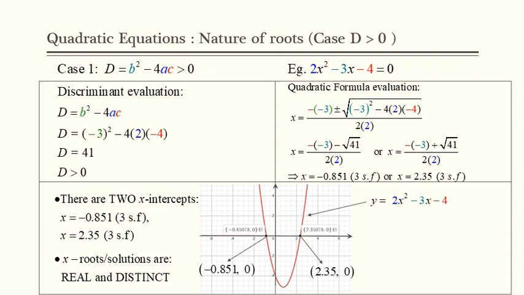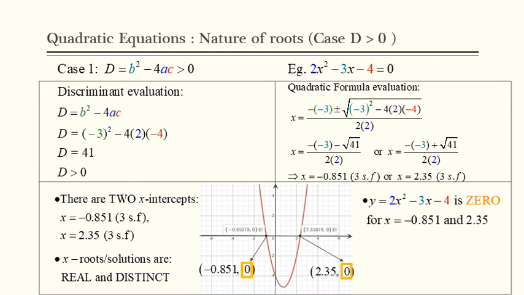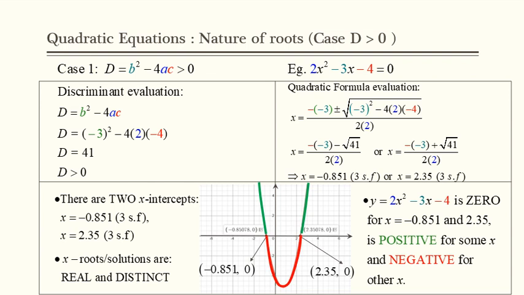We say that the solutions to this equation, x equals -0.851 and x equals 2.35, are real and distinct. Furthermore, we see that the function y equals 2x squared minus 3x minus 4 is 0 at the two x-intercept values, is positive for some x values, and negative for other x values.